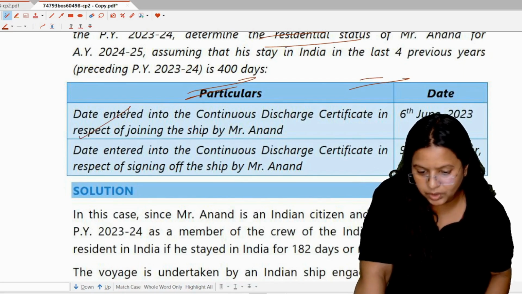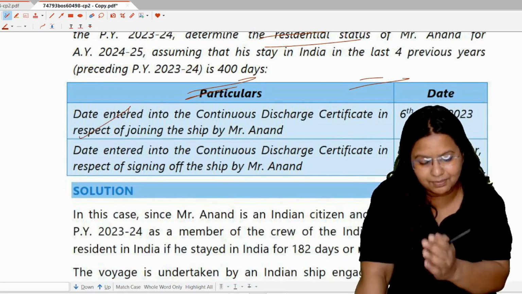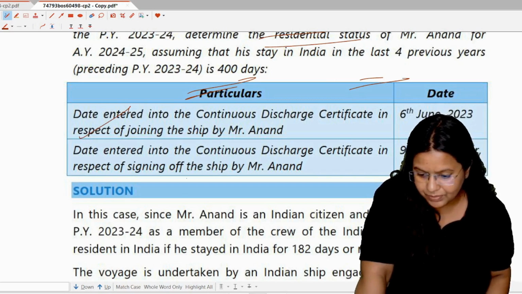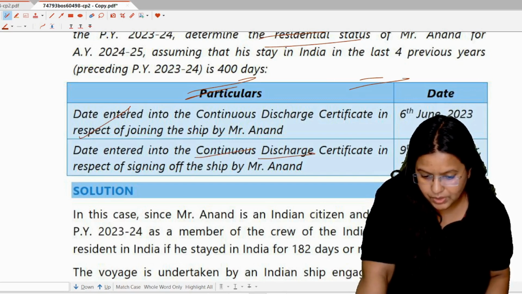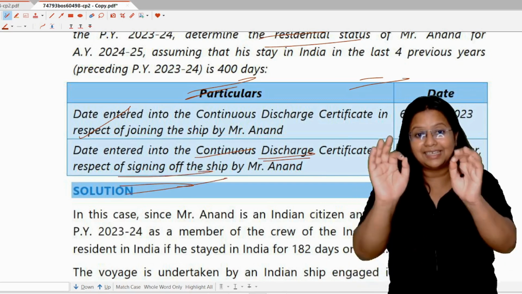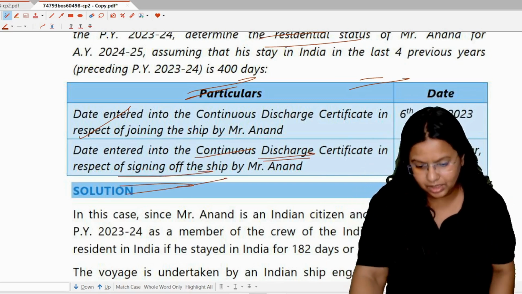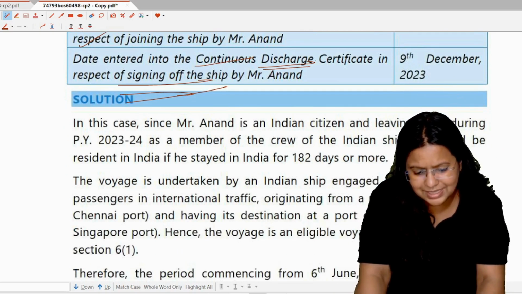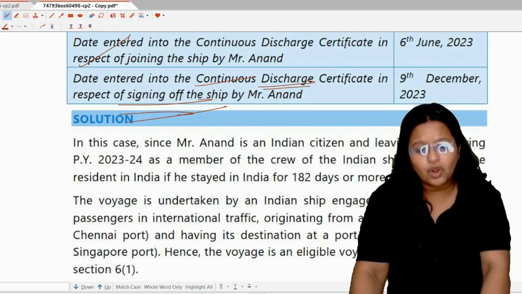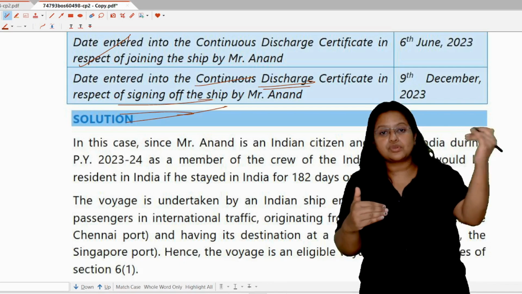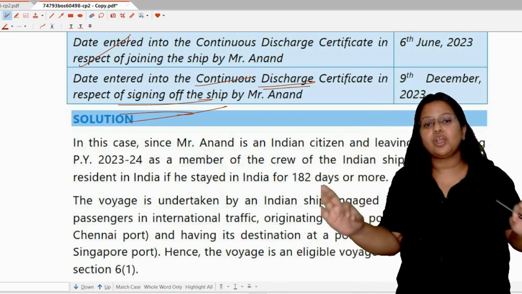So, the date entered into the continuous discharge certificate, it means the date when he left India, is 6 June 2023. The date entered into the continuous discharge certificate in respect of signing off the ship, it means the day on which he comes into India, is 9 December 2023. So students, it is very much clear that from 6th June 2023 to 9 December 2023, Mr. Anand was not present in India.